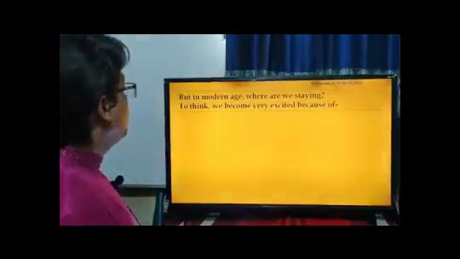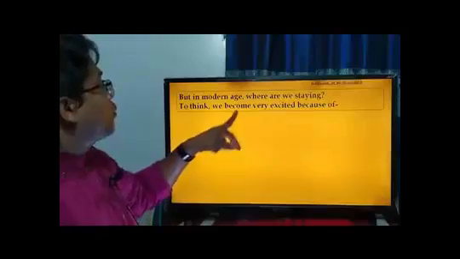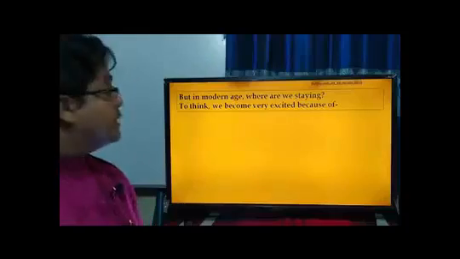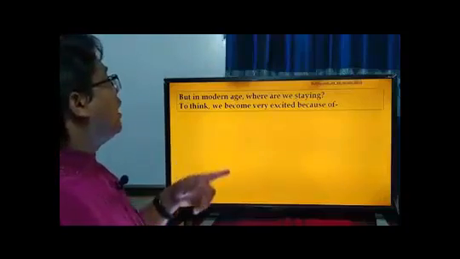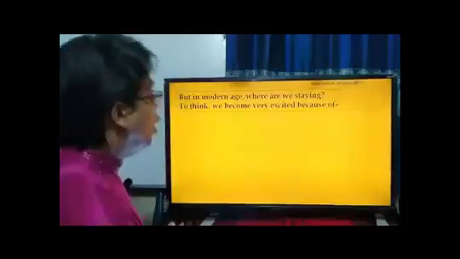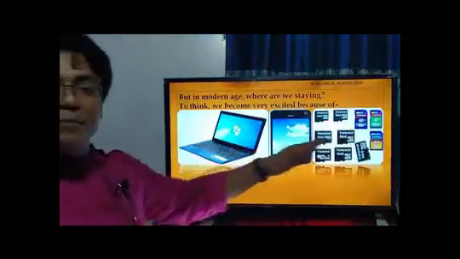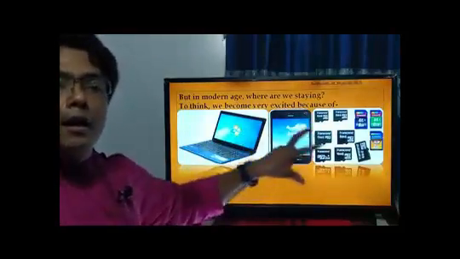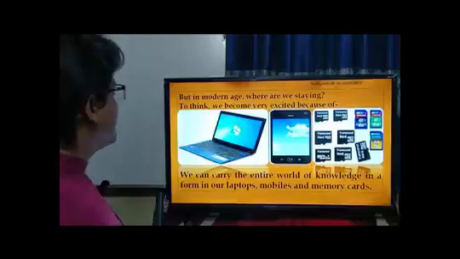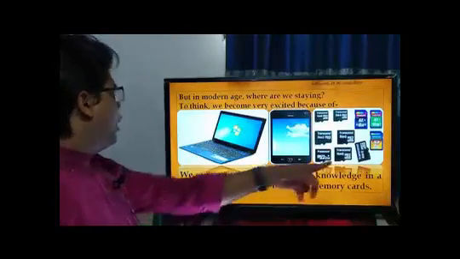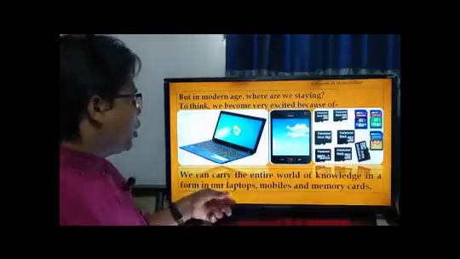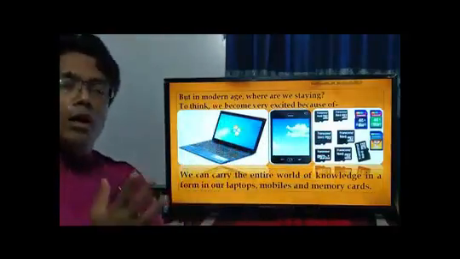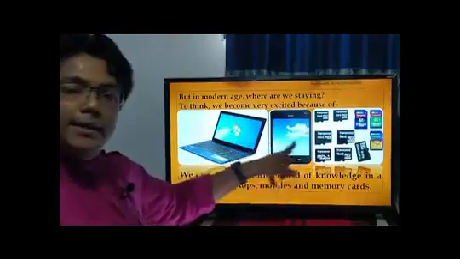Now, in the modern age, where are we standing? We become very excited because of these items. We are very excited about inventing such items. Here you see, we can carry the entire world of knowledge in our laptops, mobiles, and memory cards. It means we can carry the whole world using these items.